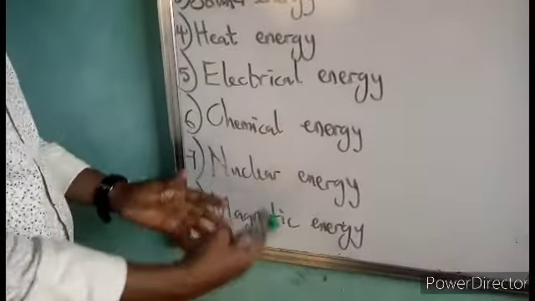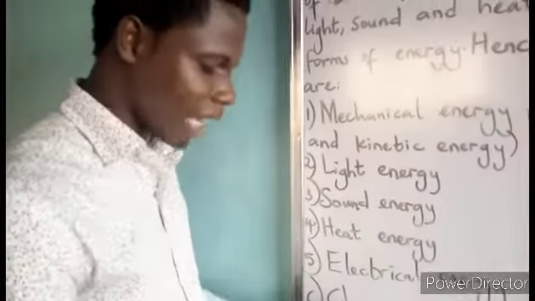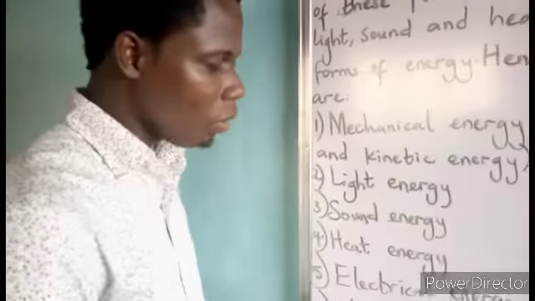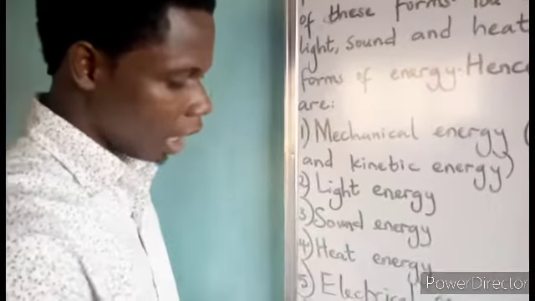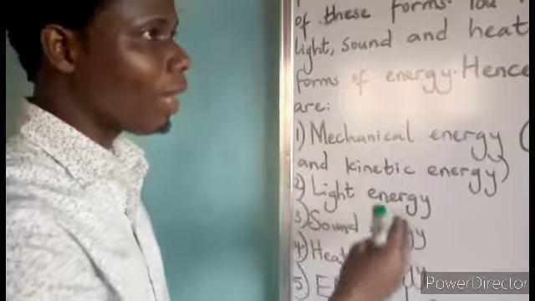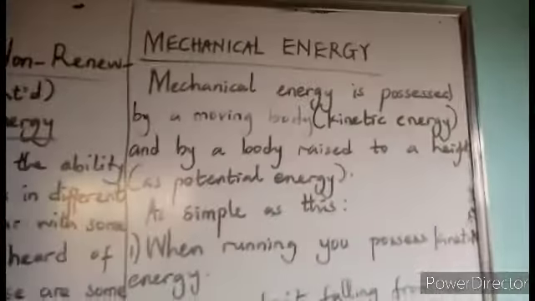Magnetic energy is gotten from magnets. Magnets are things that attract metallic objects. Don't worry, we are going to write notes on each form of energy. But today we are looking at mechanical energy as the first form of energy.